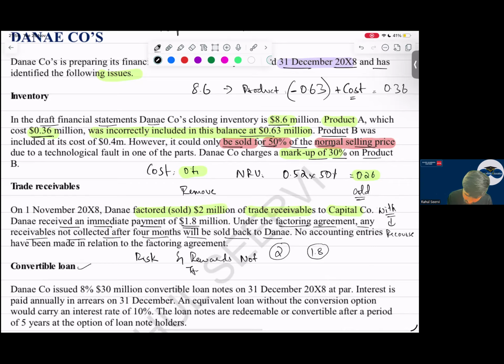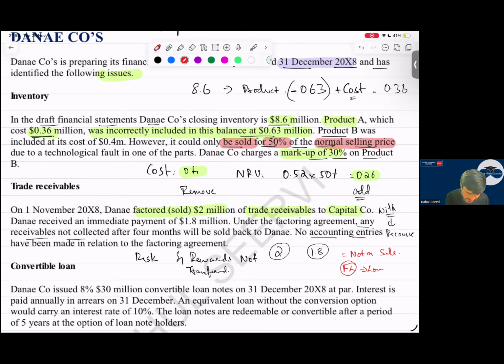If risk and rewards are not transferred, what should we do? Do we treat this as a sale? Not a sale. It will be what? Sir, it will be a financial liability, a loan. We have received a loan.